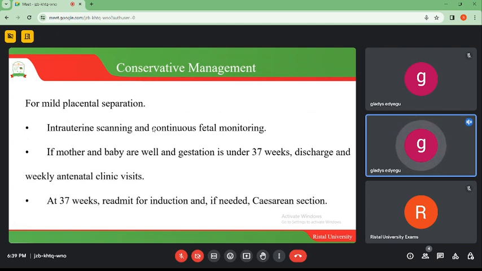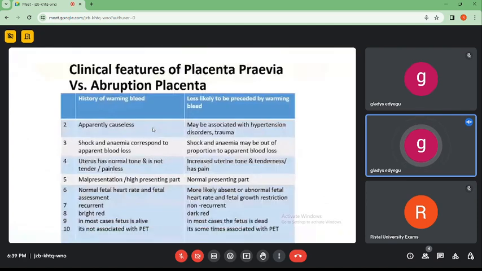Conservative management for mild placenta separation, you have to do intrauterine scanning and continuous fetal monitoring. Then if mother and baby are well and gestation is under 37 weeks, you discharge, and weekly antenatal clinic visits are advisable. This mother should always come for antenatal every week so that you can monitor this baby. Then at 37 weeks, readmit for induction, and if needed, you can do a cesarean section.